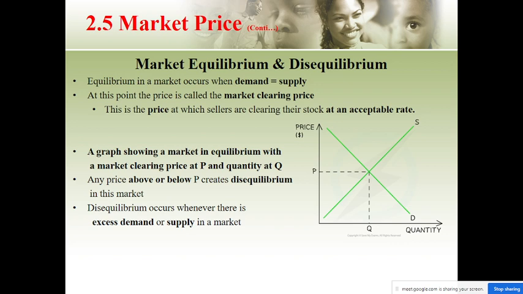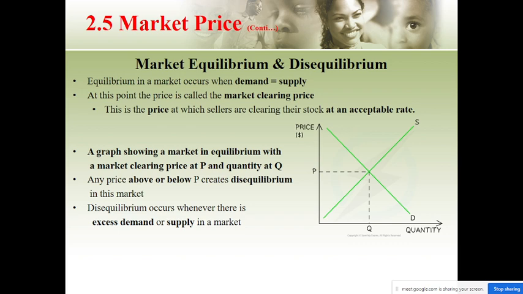Now you can see when the demand for the product becomes equal to the supply, we said this is known as market equilibrium. Market equilibrium, in easy words, means that demand is equal to supply.